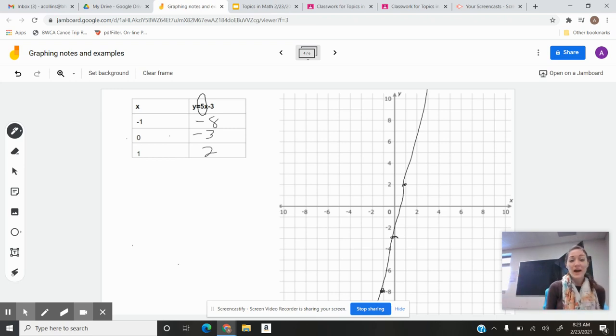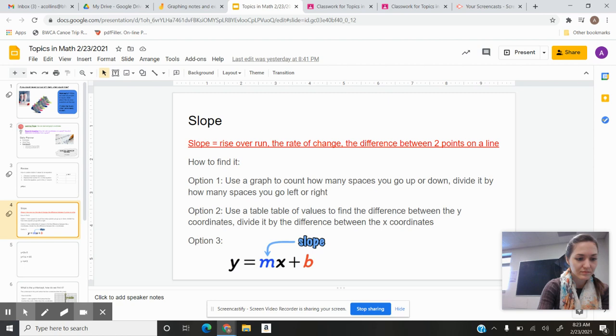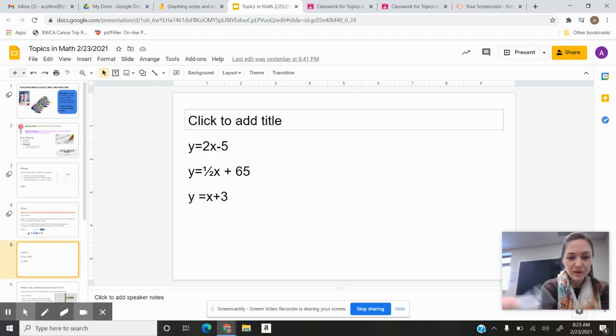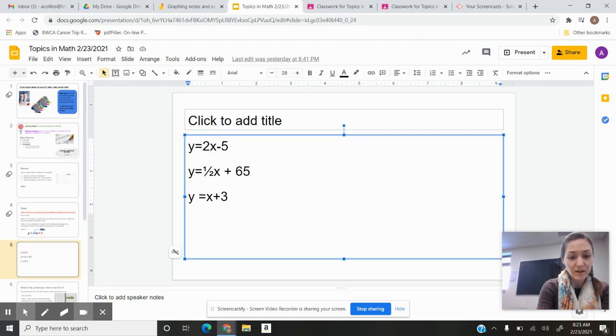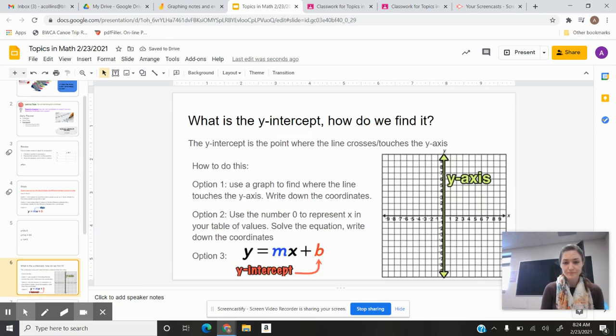Okay, so if you have all three resources available, if you had a graph, if you had a table of values, and you had the equation, the easiest way to find slope would probably be just looking at the equation and looking for the number in front of the variable. All right. So if we were to look at this equation right here, our slope would just be 2. It's the number in front of the variable. This one, our slope is 1/2. This one, a little tricky. Remember, there would be like an invisible 1 in front of this x, so our slope would just be 1.